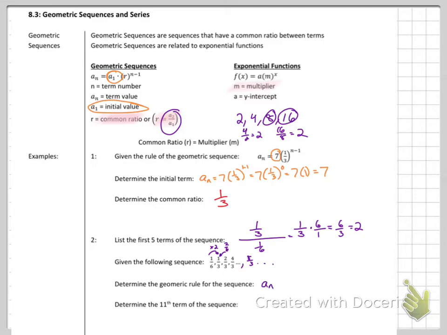Determine the rule. So a sub n is, our first term is 1/6 times, we're multiplying by 2 every time, and then we're going to raise it to the n minus 1 power to guarantee that we get that 1/6 back out when we plug in 1. Determine the 11th term. Definitely need a calculator for this. A sub 11, 1/6 times 2 to the 11 minus 1. So when you type it into your calculator, you're doing 2 to the 10th. Make sure you use parentheses the way it's written. I believe you get 512 over 3.